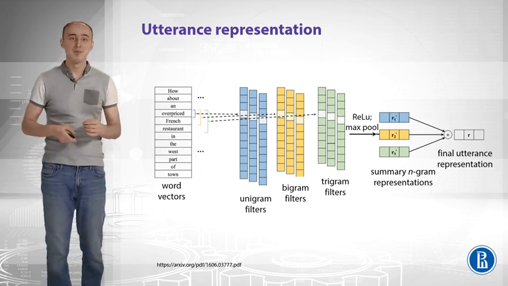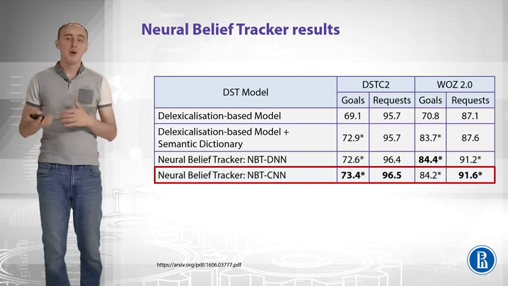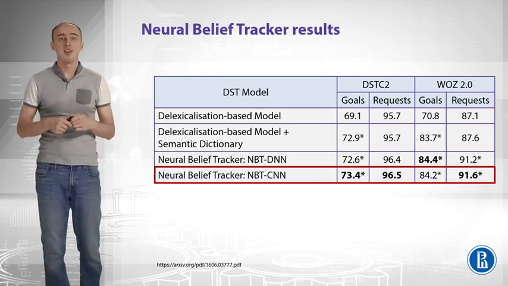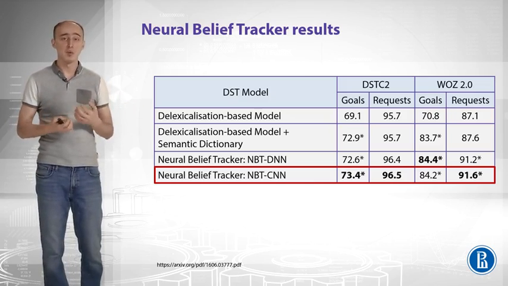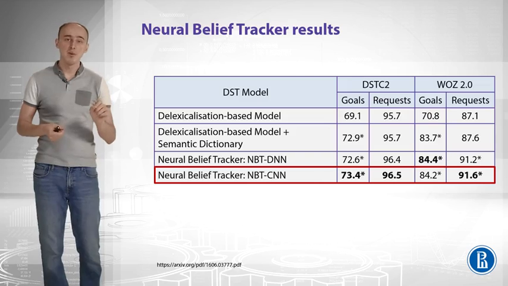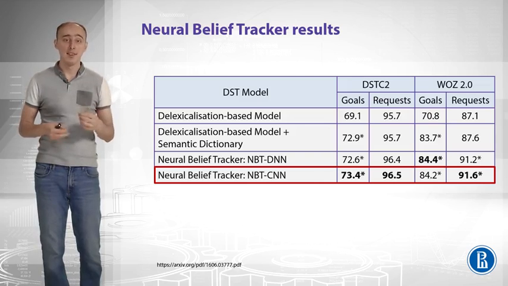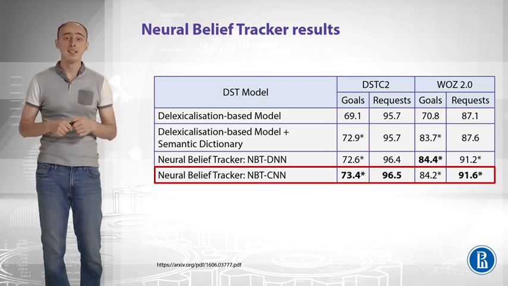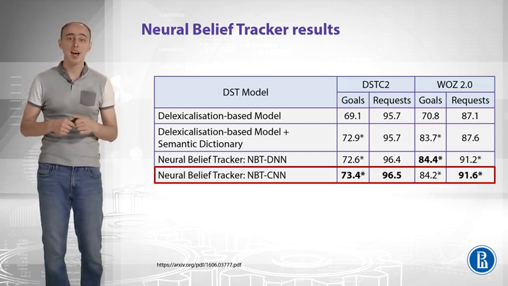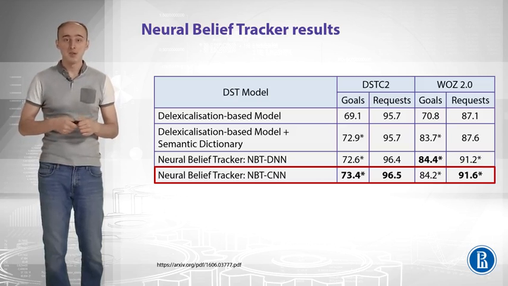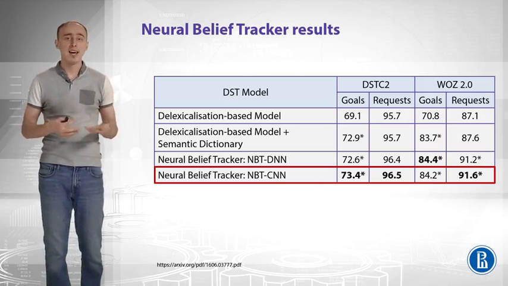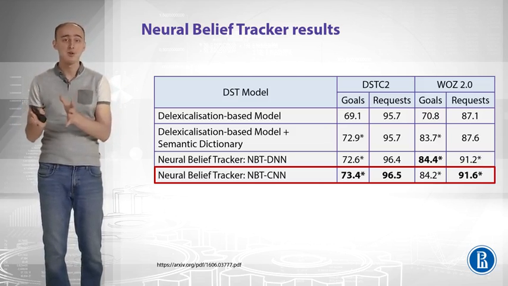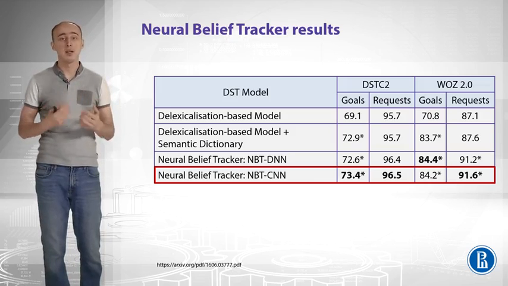Let's go to the results. If we look at how good that network is, you can see that using that neural belief tracker architecture with convolutional neural networks, you can get a 73% accuracy for goals, and this is a pretty huge improvement. It also improves request accuracy on our dialog state tracking challenge dataset. So we can see that when we solve the task of NLU and dialog state tracking simultaneously, we can actually get better results.